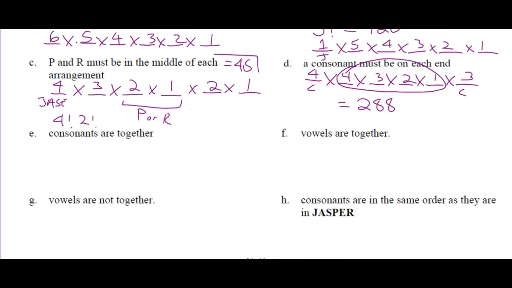The consonants are together. So J, A, S, P, E, R. The consonants are together. So here's how I would do this one. Think about the consonants being on one tile. But then, wait a sec, can they move around on that tile? Yeah, because they don't have to be in order, like alphabetical order, they're just together. So think of this as, here's one tile, and here's a second tile, and here's a third tile.